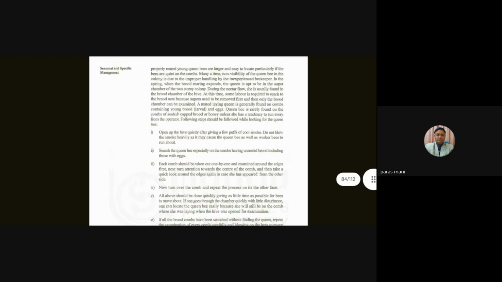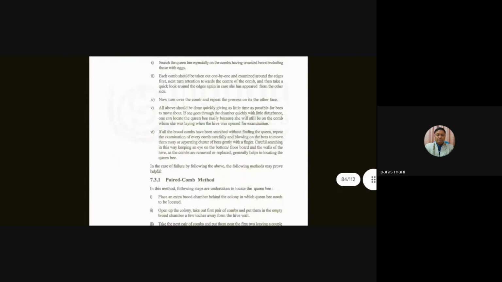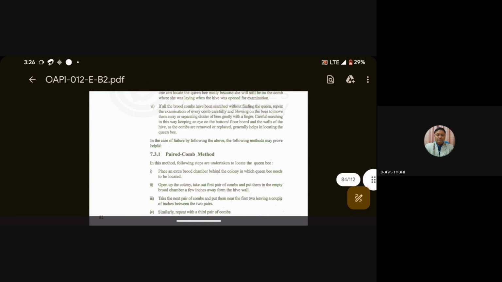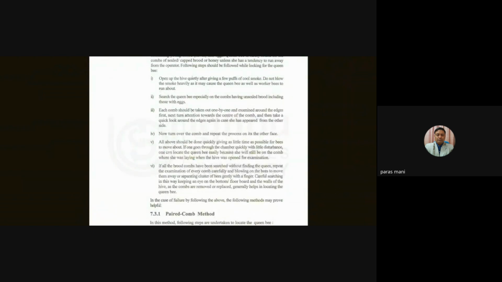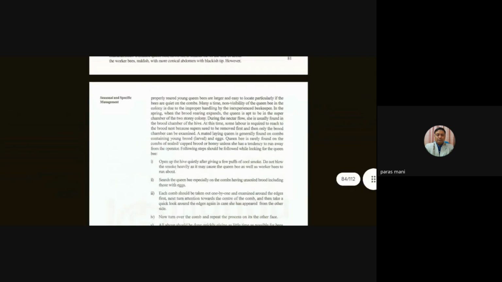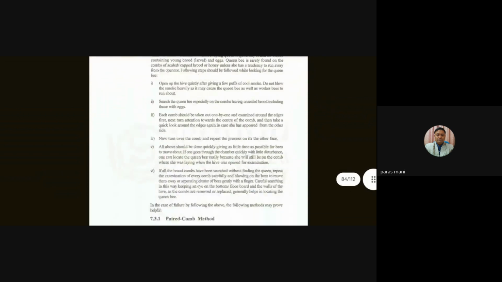The queen will be moving always. Along with that, all the workers will be moving, and workers always try to conceal the queen, cover the queen, like a security or defense kind of thing. The workers will not allow the queen to be exposed. So wherever the workers move, you can usually easily locate the queen. So first it is given here. If it is not possible, there are different methods to be followed.